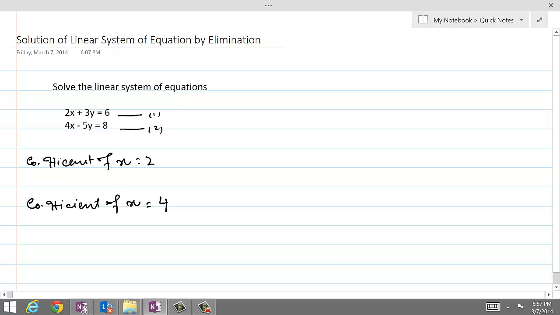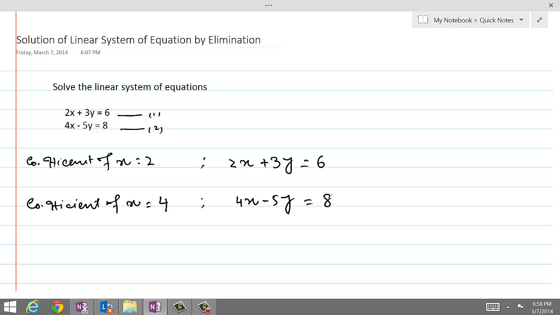So what we are going to do, we will multiply. Let's write down both equations in front of these coefficients. Here, the equation where we got the coefficient of x is 2x plus 3y equal to 6, and the second equation is 4x minus 5y equal to 8. Our objective is to make the coefficient of x the same, including the signs.